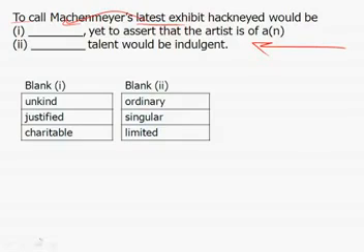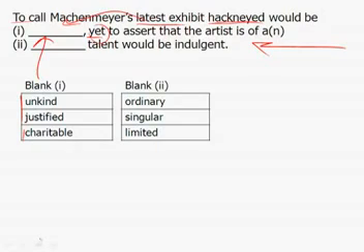Let's start reading. To call Mack and Meyer's latest exhibit hackneyed would be blank. Yet, to assert that the artist is of a blank talent would be indulgent. So if we just focus on the first blank, we really can't determine too much. Well, to call this person's exhibit or his art unoriginal would be, well, it would be nice, not nice, justified, unkind, charitable. Any of those could work. And so we have to keep reading on in the sentence and figure out how to deconstruct the sentence based not on the word hackneyed necessarily, but the structure of the sentence.